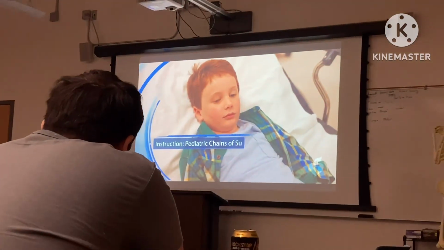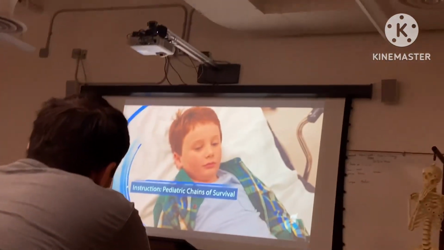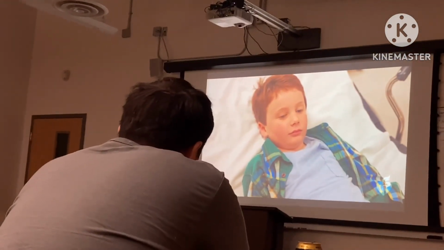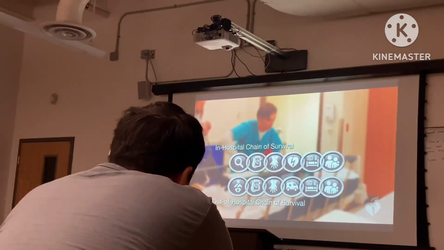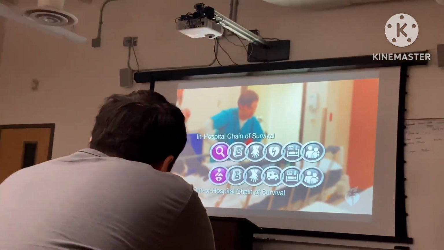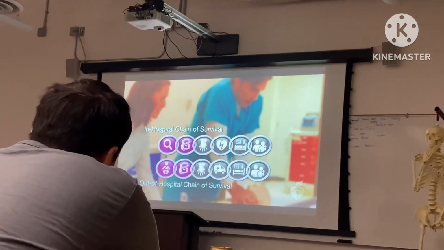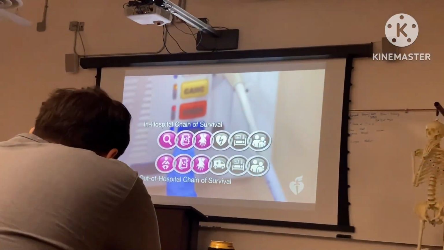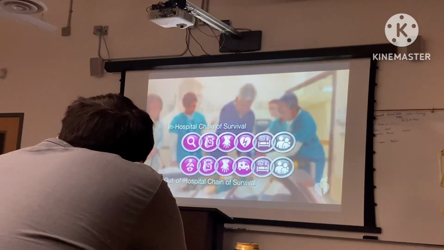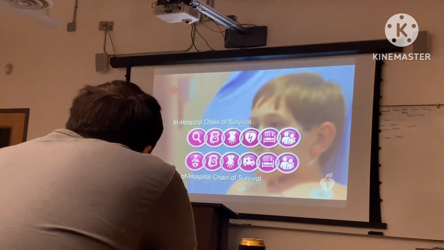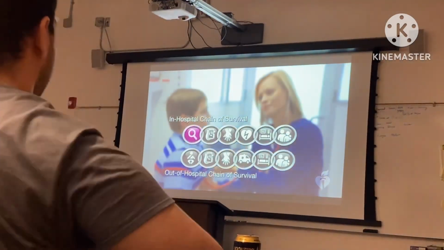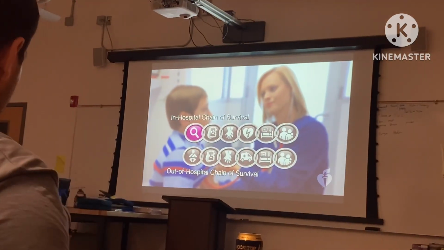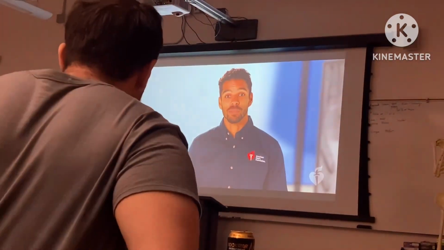There are some differences in BLS for children, including the chains of survival. Like the adult chains of survival, the pediatric chains have 6 links. Both pediatric chains include prevention of cardiac arrest, activation of the emergency response system, high-quality CPR, advanced resuscitation, post-cardiac arrest care, and recovery. In a hospital setting, the difference is the first link. It focuses on early recognition and prevention of cardiac arrest, which emphasizes patient monitoring and assessment.